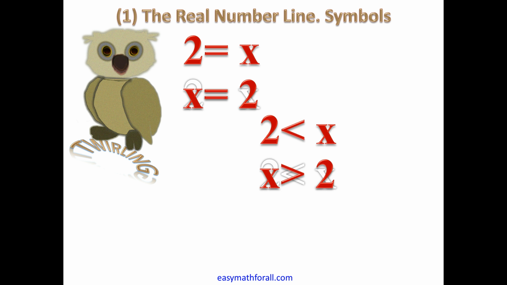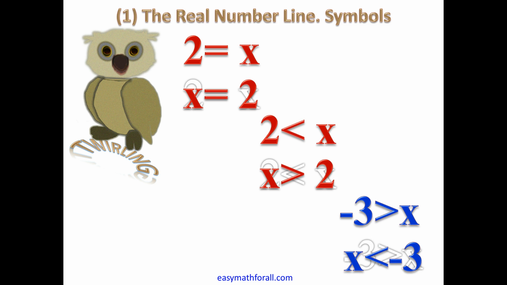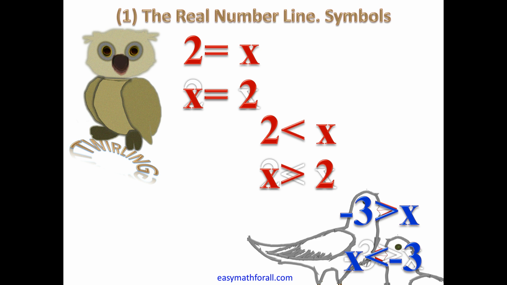One more example. Negative 3 is greater than x, or x is less than negative 3. Our expert shows that these two statements are equivalent. Both say that x is less than negative 3. The idea of twirling will help us later on.